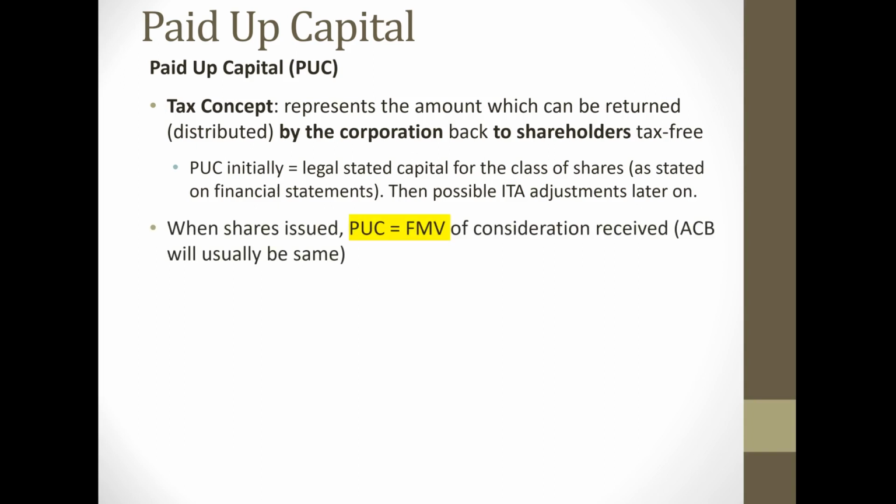Now, initially when the shares are issued, the PUC will be the fair market value of the consideration received for issuing those shares. So if a company issues 1,000 common shares for $2,000 cash, the cash will be the PUC. The adjusted cost base to the shareholder will initially start off as the same amount as well. The $2,000 is what the shareholder paid for those shares.